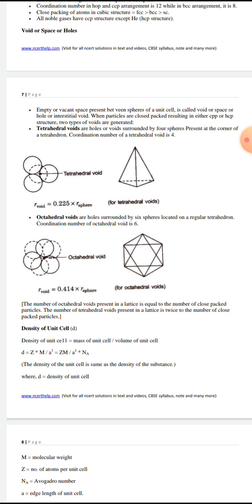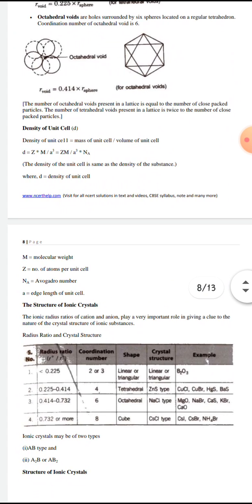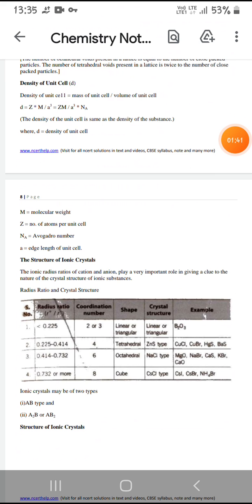And like that, density of unit cell. The density of a unit cell is equal to the mass of the unit cell divided by the volume of the unit cell. So here d = Z M / (a³ N_A), where M is the molecular weight, Z is the number of atoms per unit cell, N_A is the Avogadro number, and a is the edge length of the unit cell.